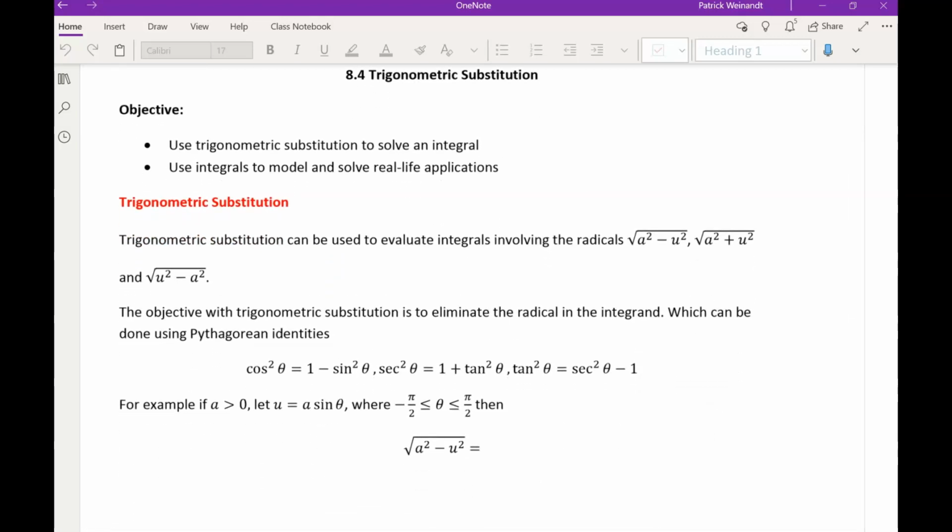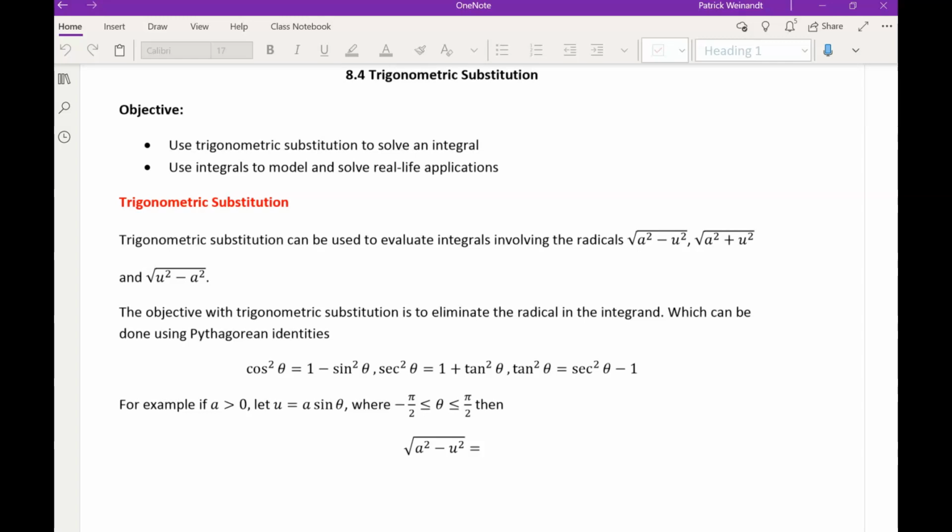Trigonometric substitution is used to evaluate integrals involving the radicals: the square root of a squared minus u squared, the square root of a squared plus u squared, and the square root of u squared minus a squared. You might be thinking, this looks very familiar. We already know these antiderivative identities, but we're going to be working with ones that can't be solved just by applying those identities. So we're going to have to do a little legwork.